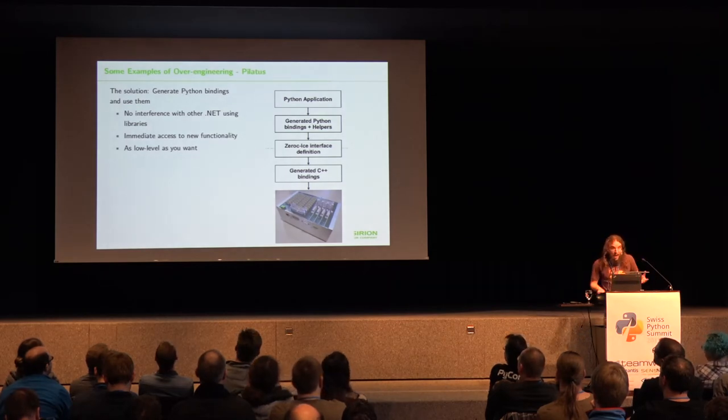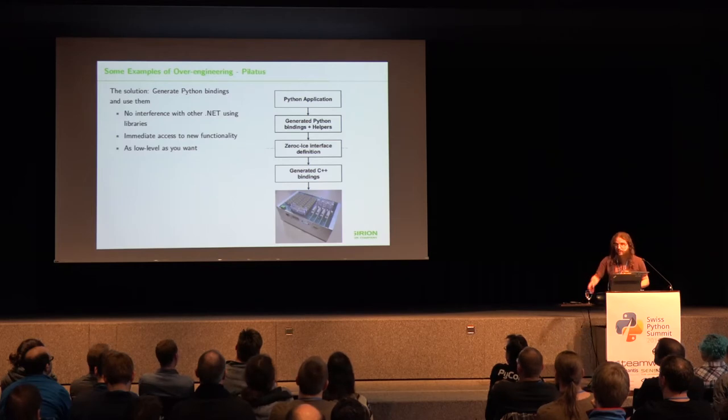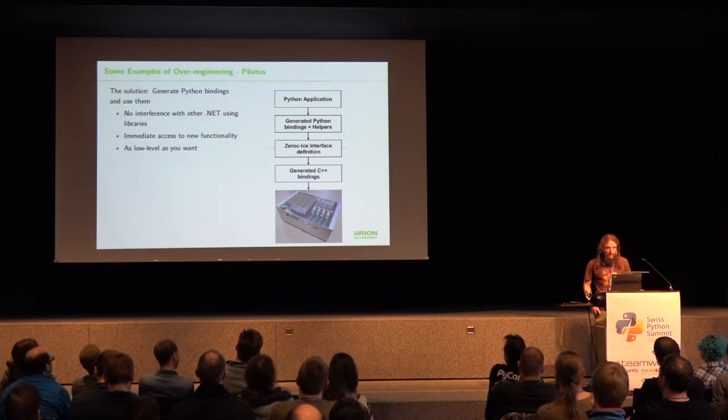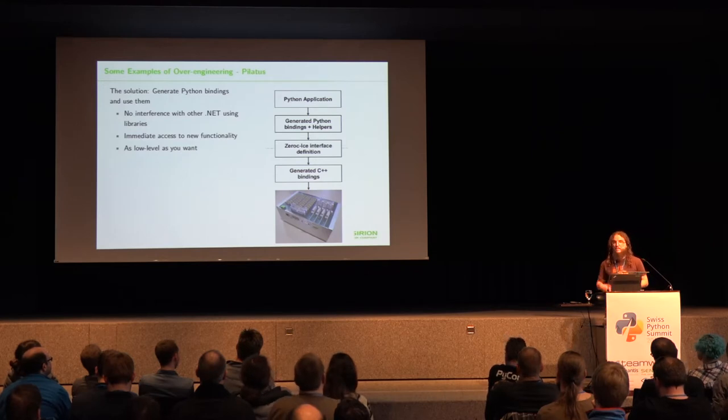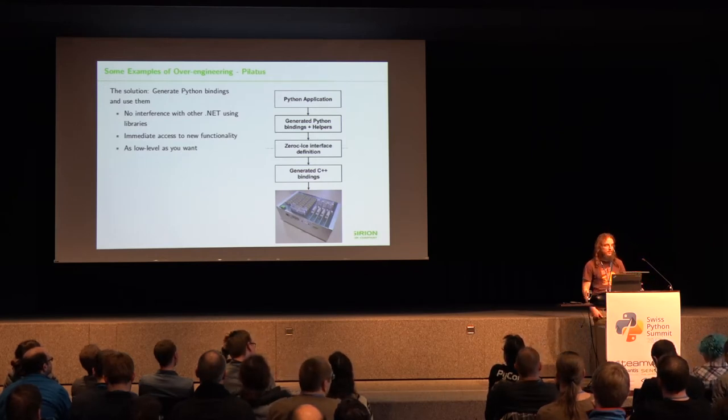The solution is we already have this network middleware which can generate bindings for different languages, so we just generate the Python bindings for it and use it directly. So we have no interference with other .NET-using libraries which were written in Python, and we have immediate access to every functionality which gets implemented in the firmware, and it's as low level as you want.